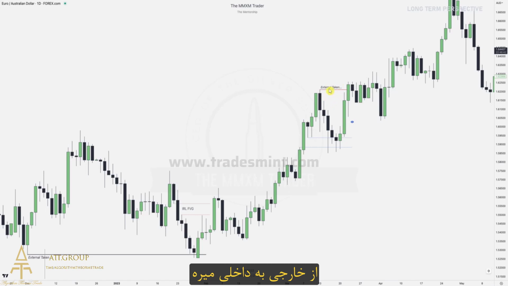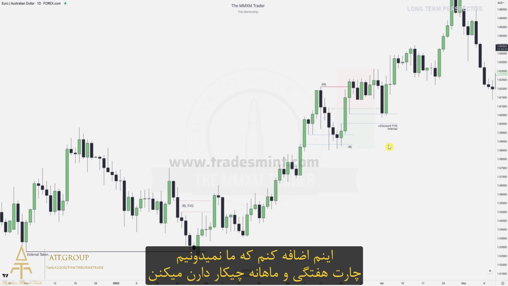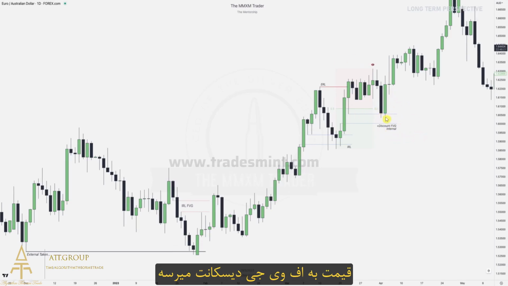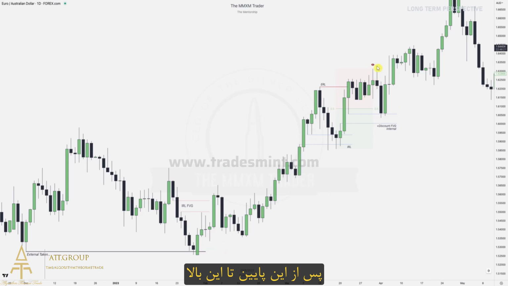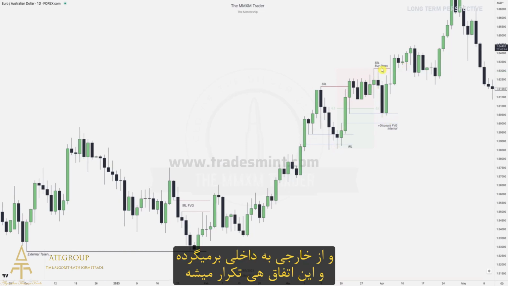Again, we go from external to internal, and then from internal back to external. So internal range liquidity, this fair value gap, and might I just add, we don't know what the weekly is doing, right, and the monthly, and we don't know what the seasonal tendency is, and we can still determine our draw on liquidity this way. Discount fair value gap has been hit. Now where do we go? External once again, right? So from down here all the way to up here, it is all it is doing. It's going from external to internal to external, back to internal, back to external, right?